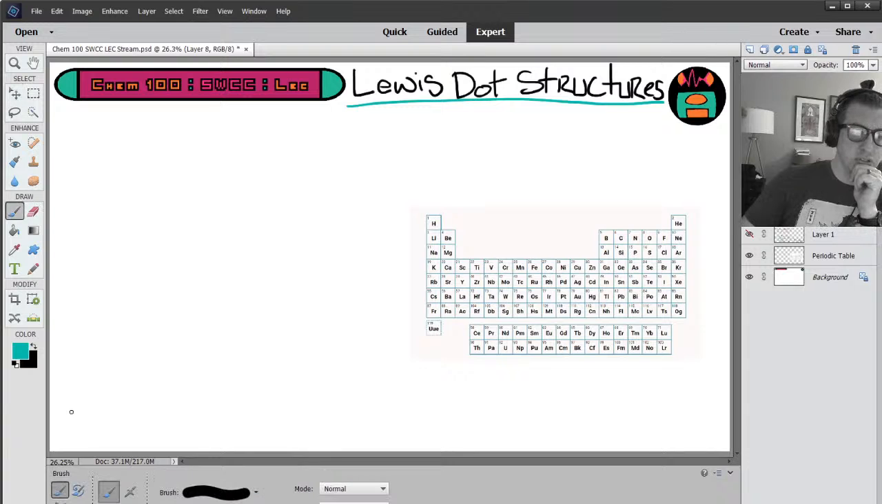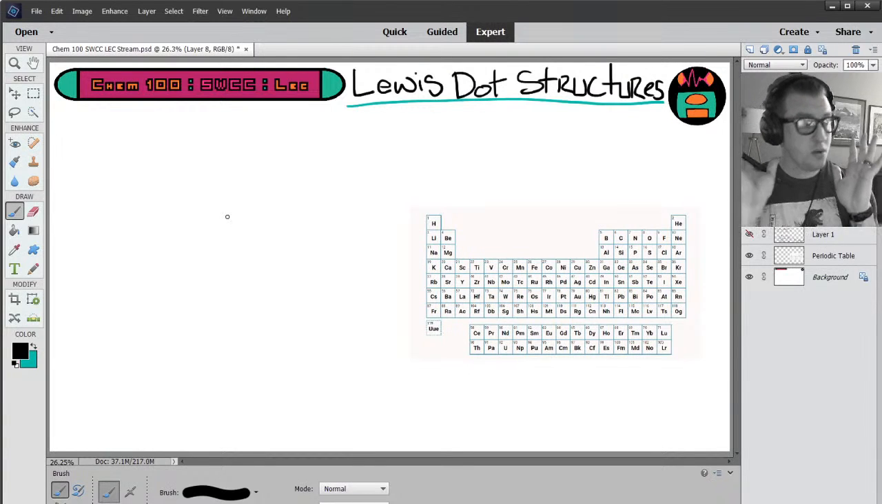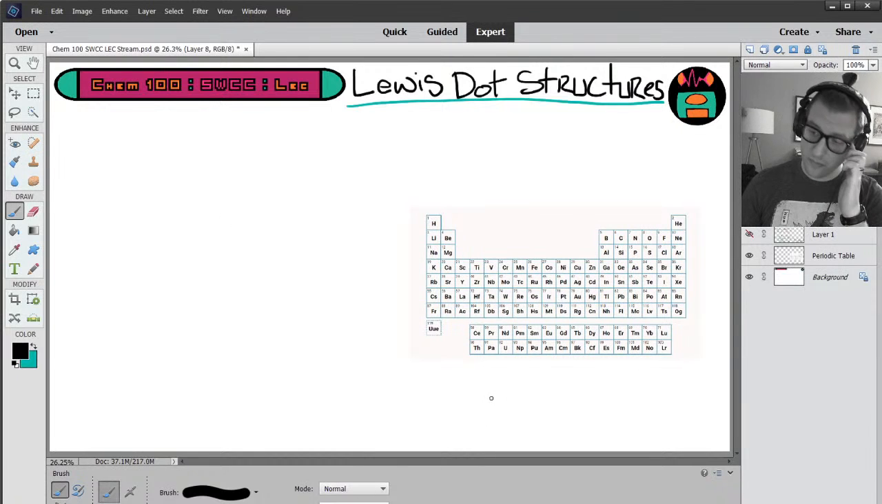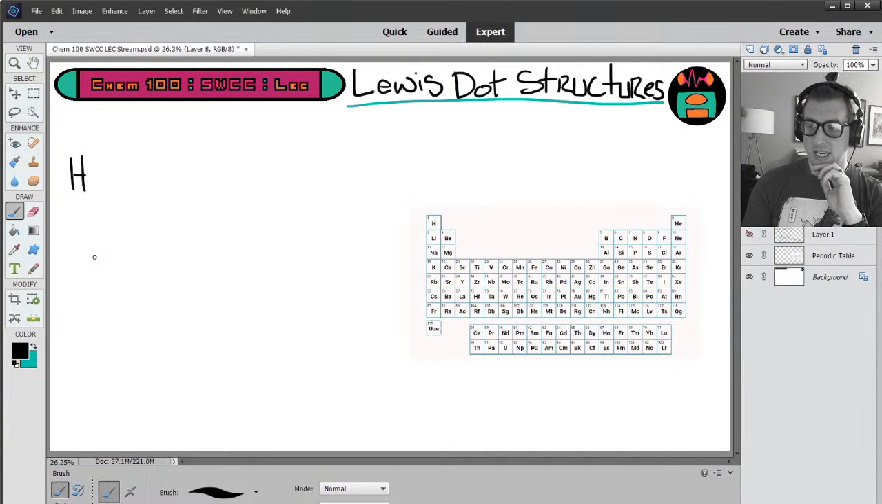All right, so Lewis dot structures. So what is a Lewis dot structure? A Lewis dot structure is, honestly, just another way of depicting the electrons that are around an atom. So it's similar to an electron configuration. It's similar to an orbital diagram. It's just another way of depicting the electrons around an atom. All right, and the way that this is done is like this.